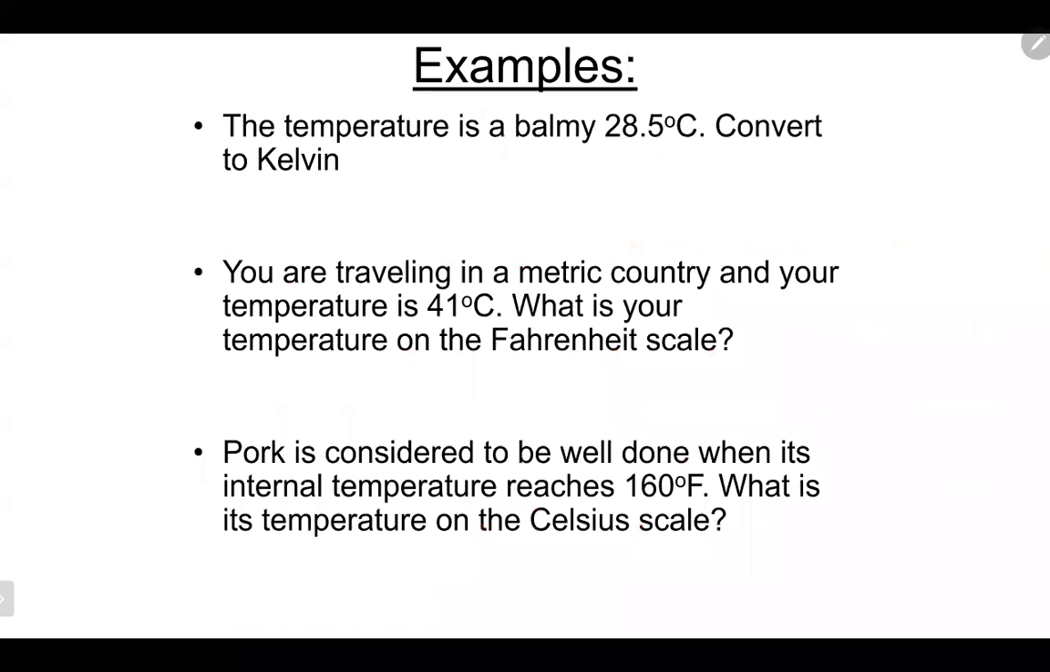So why don't you take a couple minutes here and try these. We're going to do a few conversions. So first one, we're going to convert to Kelvin, then next one Fahrenheit, and lastly here degrees Celsius.